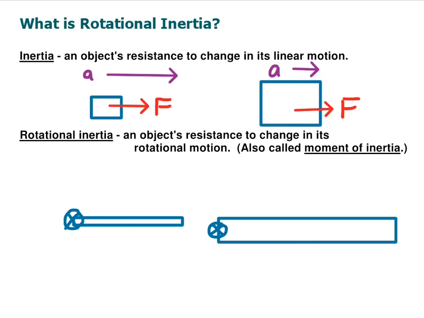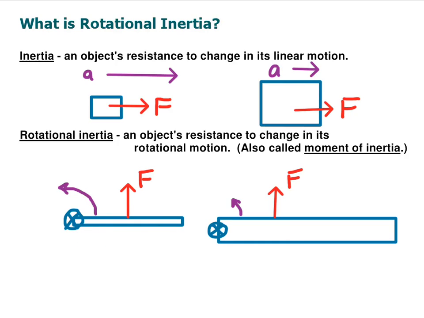So if I place the same force at the same distance away from the pivot, which means I'm exerting the same amount of torque on both of these bars, this bar over here is going to change its rotational motion a lot more than this bar over here. And that's the idea of rotational inertia. So this bar has more rotational inertia than this bar here.